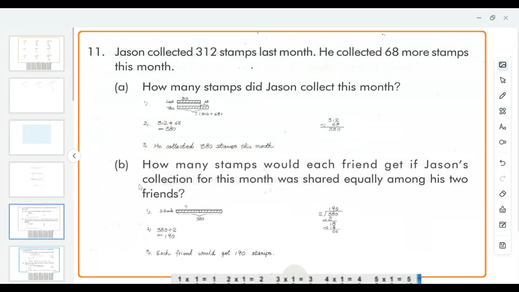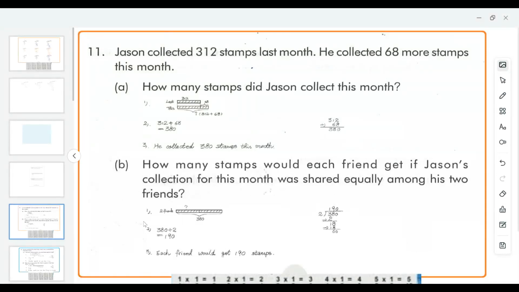Okay, B. How many stamps would each friend get if Jason's collection for this month was shared equally among 2 friends? Okay, you have to know there's 2 friends and they are shared equally. So you know how much Jason has this month? It's 380, right? So now let's draw a diagram. First step, draw a diagram, 380 and sharing with 2 friends. So you can see half and half.